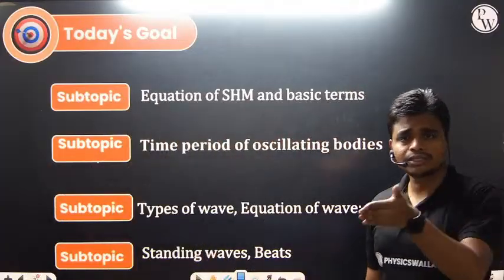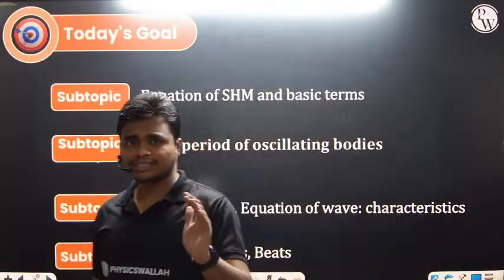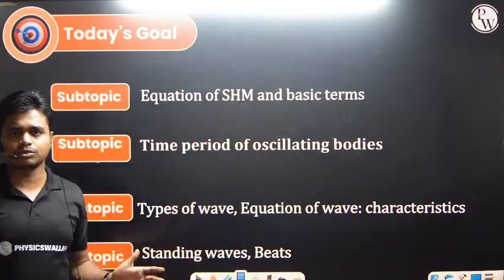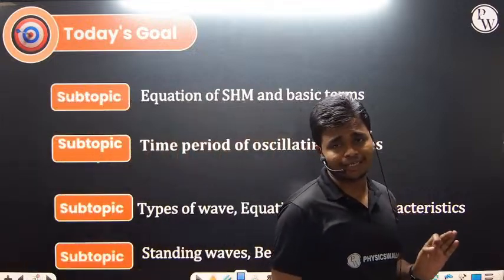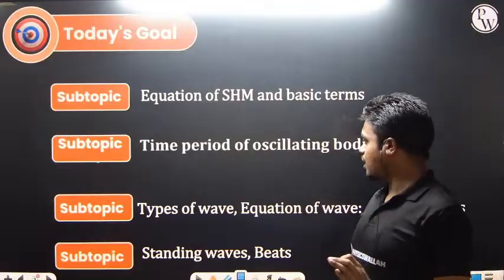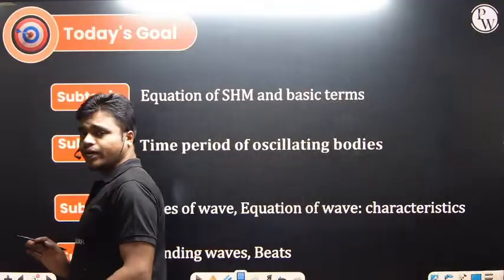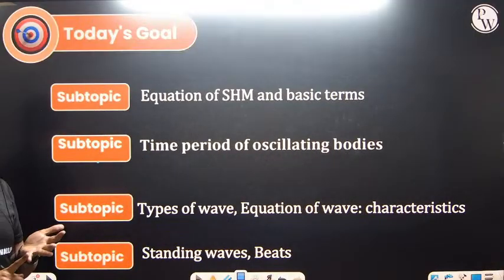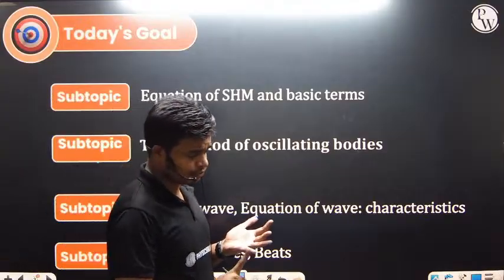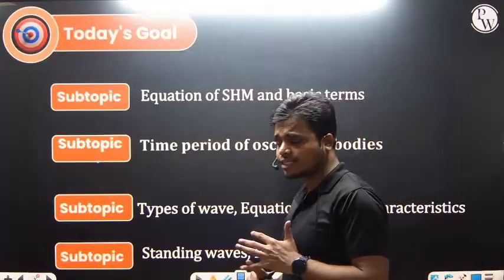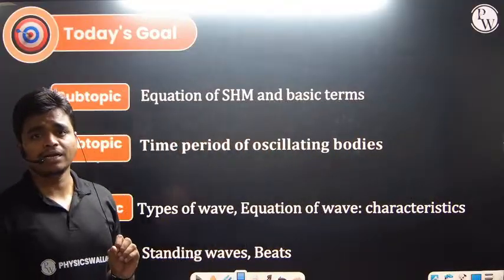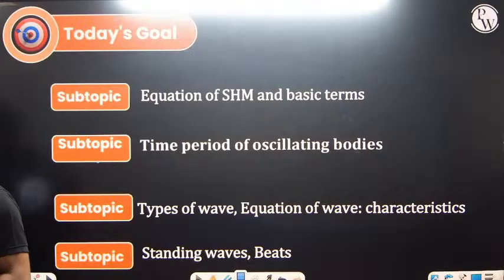In oscillation we have SHM, periodic motion and oscillatory motion, but simple harmonic motion is the basic one, and maximum questions are asked from simple harmonic motion. Next we have the time period of oscillating bodies. We have many oscillating bodies, but we'll focus only on two: the spring mass system as well as the simple pendulum.